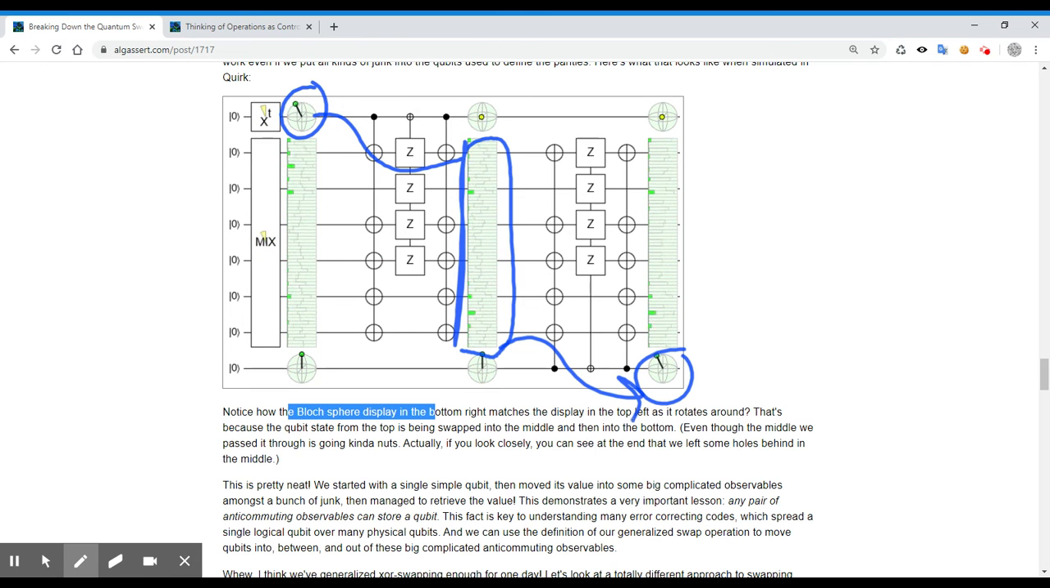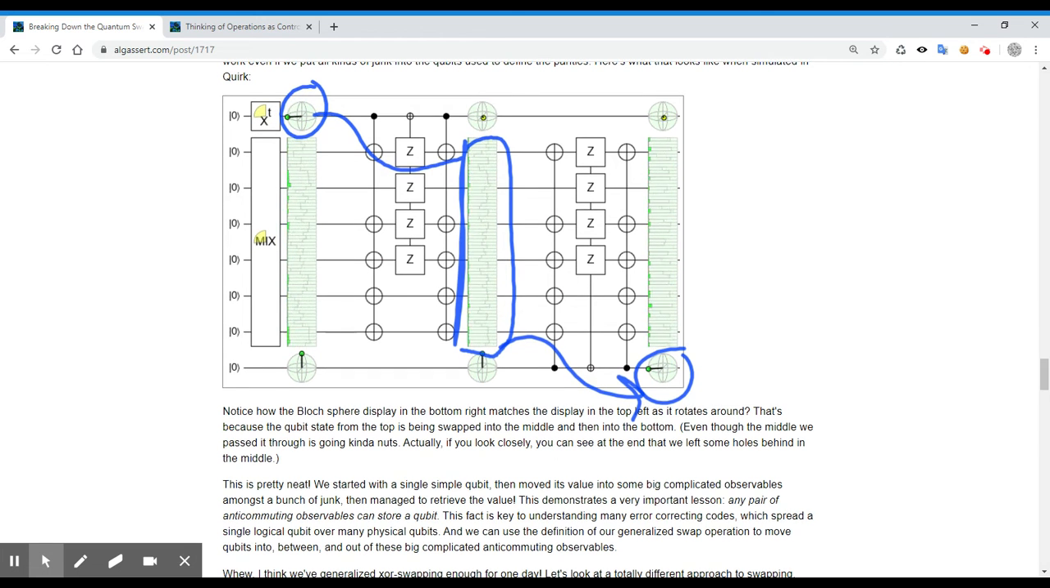It's weird though. Can I pause the animation? See, that's even though the middle we passed it through is going kind of nuts. Yeah, actually, if you look closely, you can see at the end that we left some holes behind in the middle. It's pretty neat.